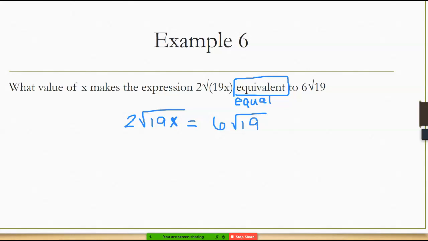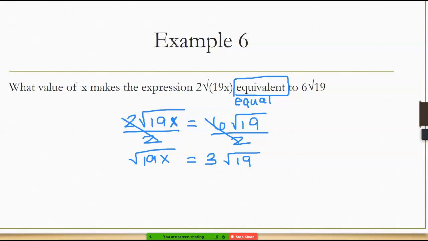What do you want to do first? Somebody tell me what you want to do first. There are like 3 or 4 different choices you could go with right now. I like it. Yeah. So I get 19 square roots of x equals 3 square roots of 19. I like it. So I said there's lots of ways to start these. Now what? Zoe? Okay, so you want to take both sides and divide it by the square root of 19.